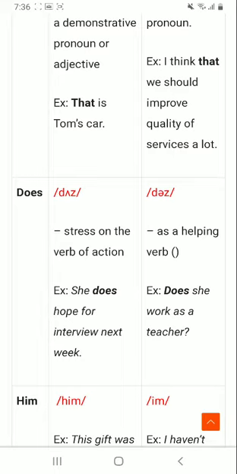So verbs of action. Next, when it becomes weak, when it used to come with the helping verbs, when the action is performed, it comes with the weaker form. Does she work as a teacher? She is a teacher. Her work is to teach. So does is a helping verb. So does comes strong with the verb of actions and becomes weak as a helping verb.